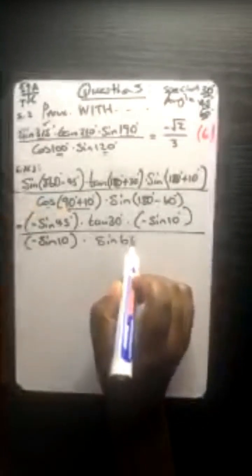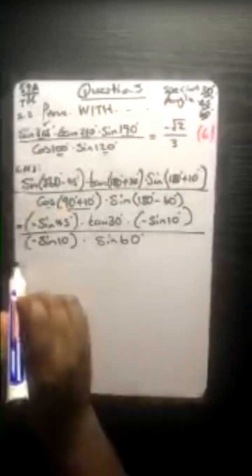So now this one, 180 minus takes you into the second quadrant, where sine is positive. No need to put it inside the brackets. That is why you're just going to say sine of that.